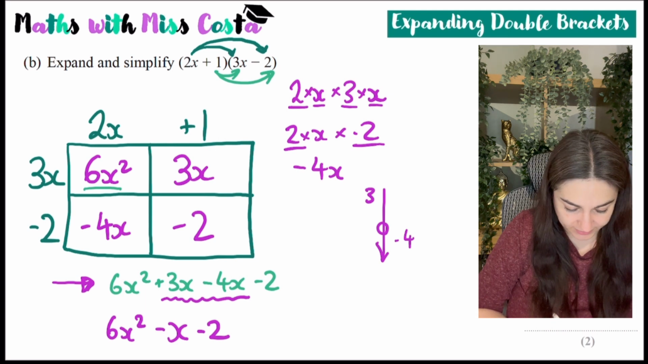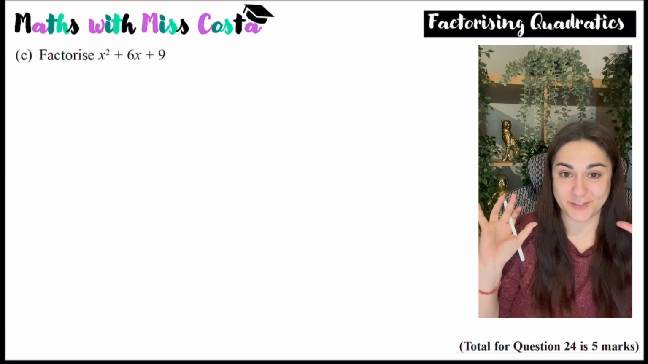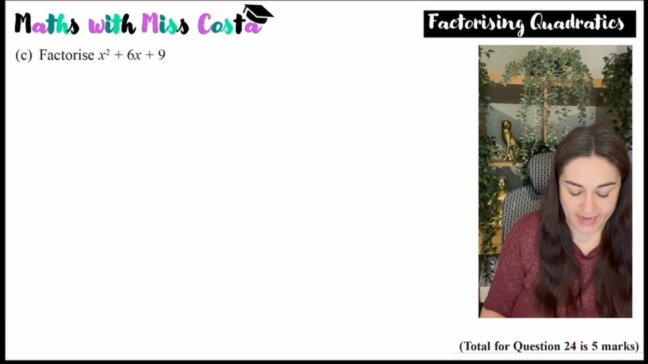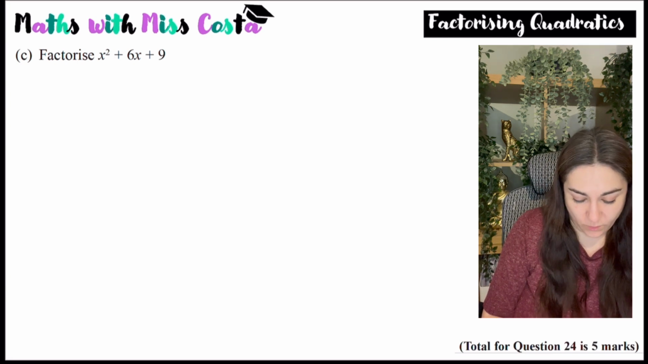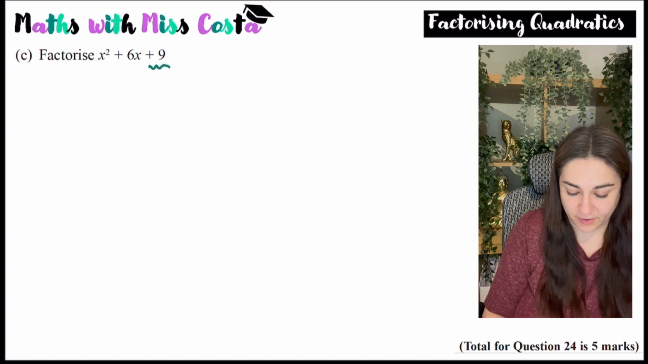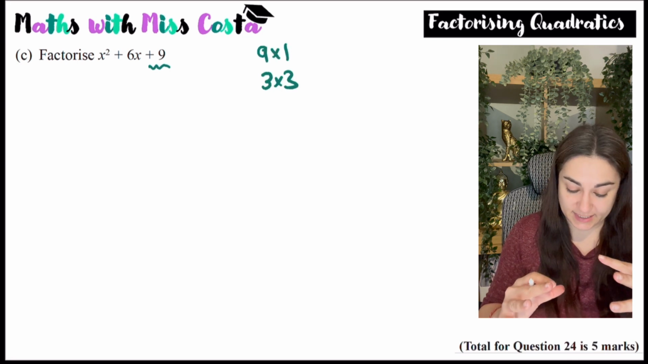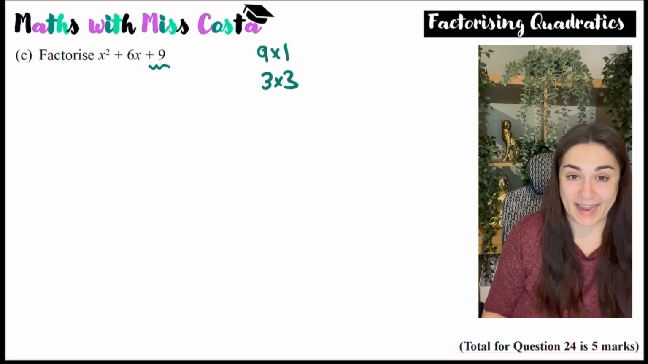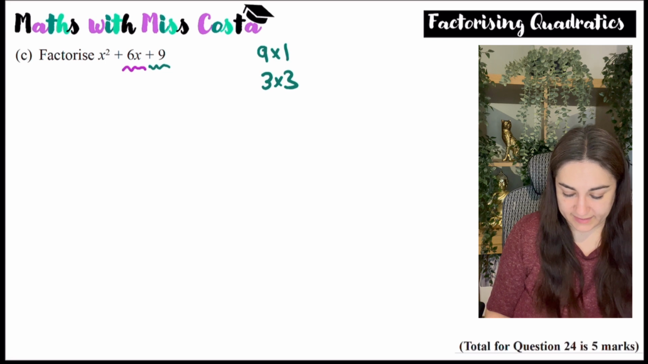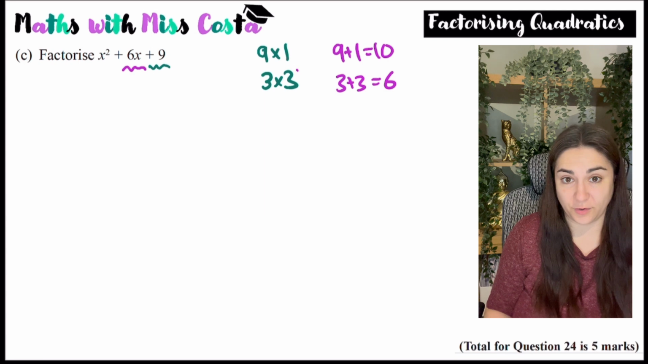And then for the last question, we're factorising. So factorising is the inverse of expanding. And to factorise something, all we do is we're looking for the factors of the last thing in my quadratic. So factors of 9 would be 9 times 1 and 3 times 3. Factors are the numbers that multiply together to make them. And then what we want to do is, out of these factor pairs, decide which of them add to make my middle term. So 9 plus 1 is 10, 3 plus 3 is 6. So I know I'm going to use these two factors.